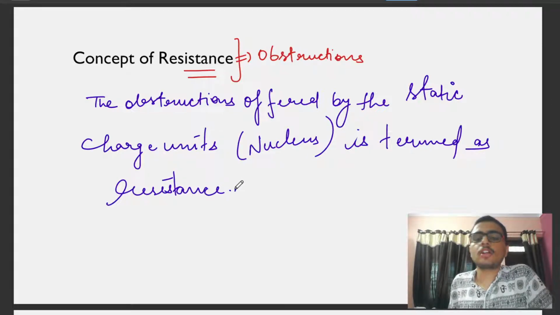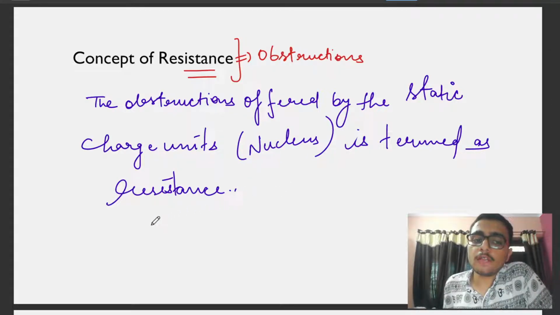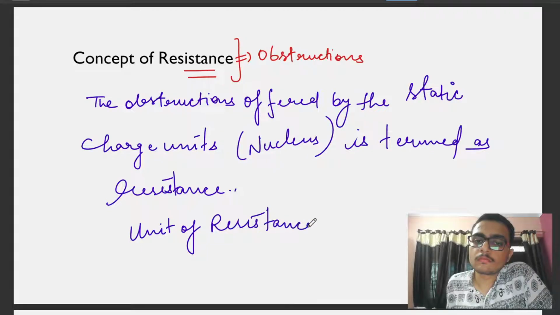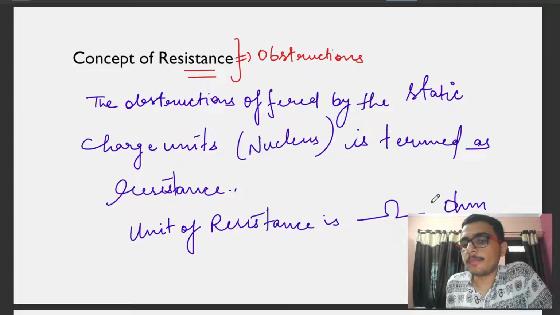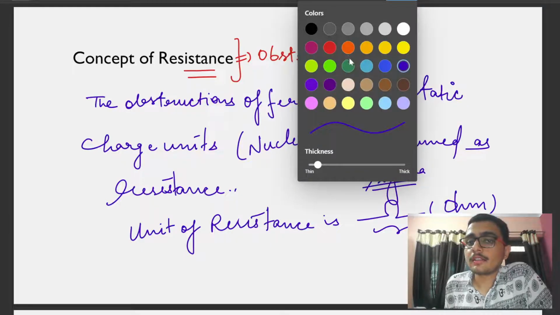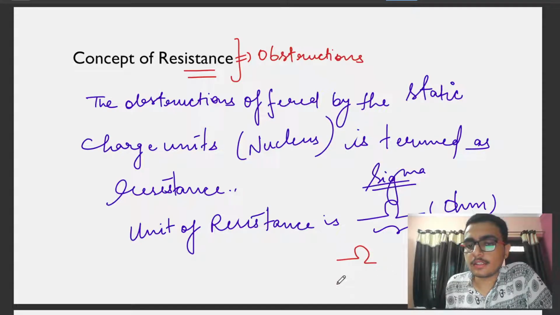Alright, that's the concept of resistance. Unit of resistance is ohm. OHM. Okay, symbol is this. This is termed as sigma. Okay, unit of resistance is ohms. Let's get back to red color. This is sigma, the symbol for resistance. Is that clear? Yeah, very simple.